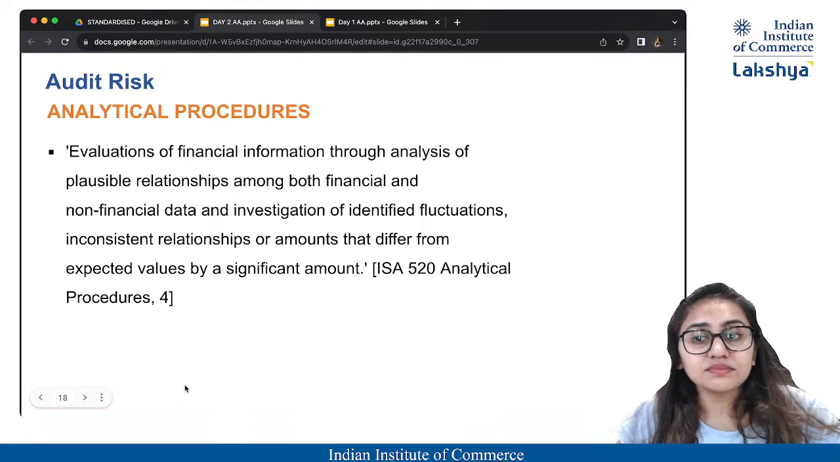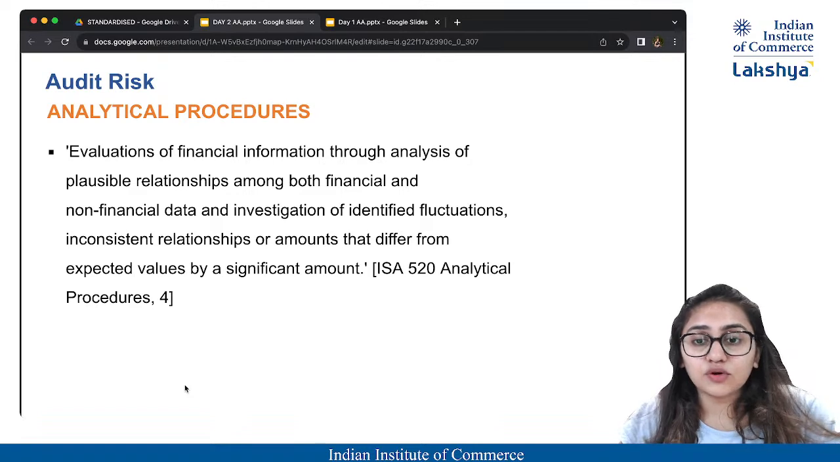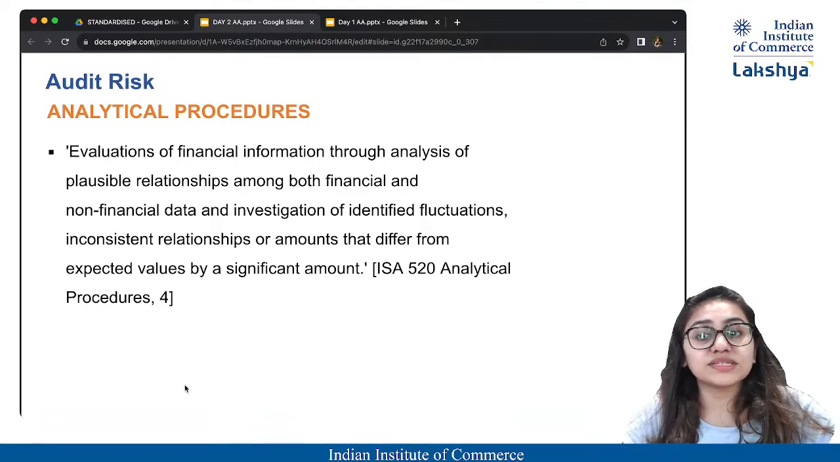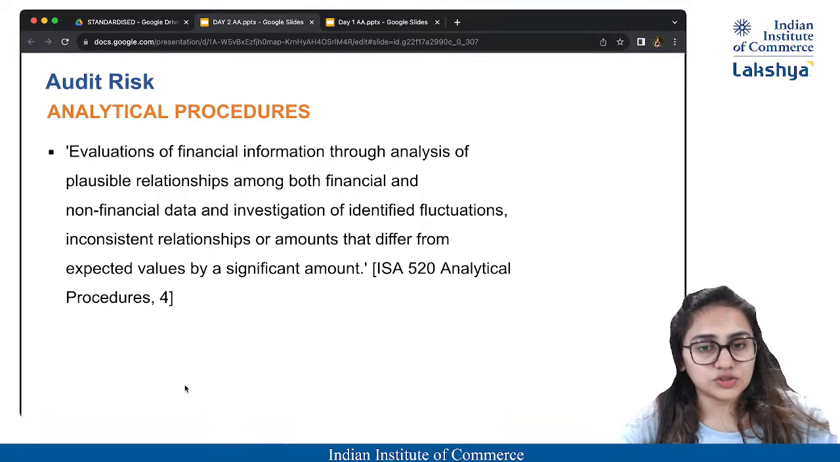Okay. Next in audit risk is something known as analytical procedures. So I have analytical procedures: evaluations of financial information through analysis of plausible relationships among both financial and non-financial data, and investigation of identified fluctuations, inconsistent relationships, or amounts that differ from expected values by a significant amount. So analytical procedures is analyzing relationships between data for any fluctuations.